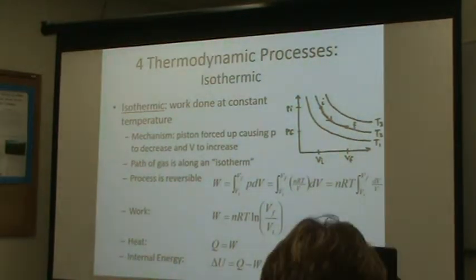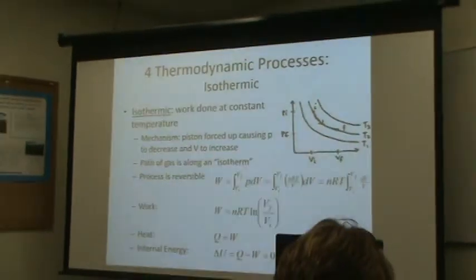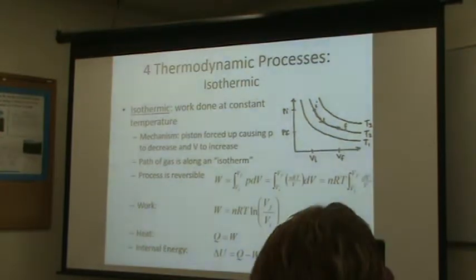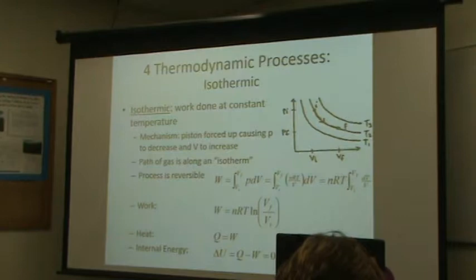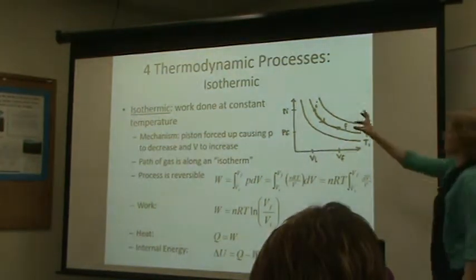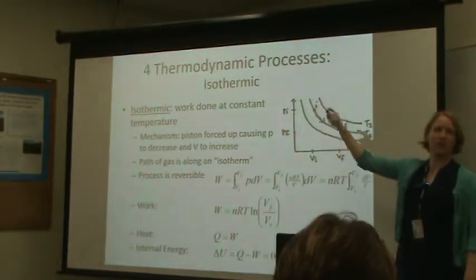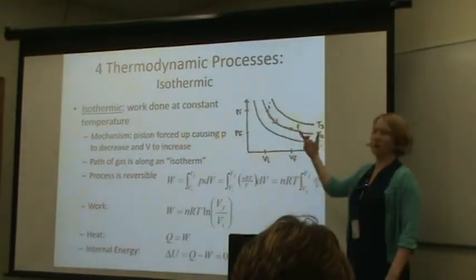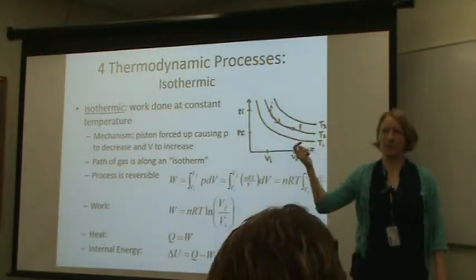So the first one is isothermic. This is defined as work done at a constant temperature. If anybody here has taken an etymology class where you study the origins of words, I haven't, but the word isothermic, you can break it apart. Iso is constant. Thermic sounds a lot like thermal or temperature. That's where it comes from. So that's how you can remember isothermic means constant temperature.